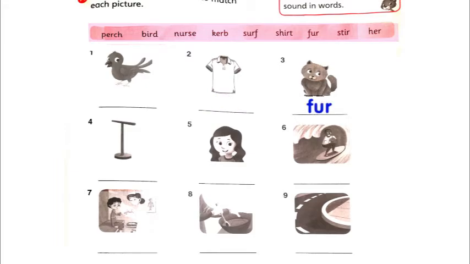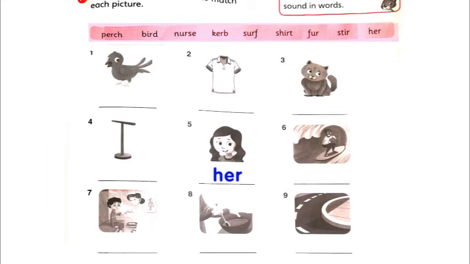Okay, then the fourth one, who can tell me? What is it? It's a perch, no, I explained to you, this is where a bird sits, it's a horizontal bar. Right, then the fifth one, what is the fifth one? We can write her, no, it's a girl, but the word that we'll write there is her, because we have to choose the words from the bracket above.